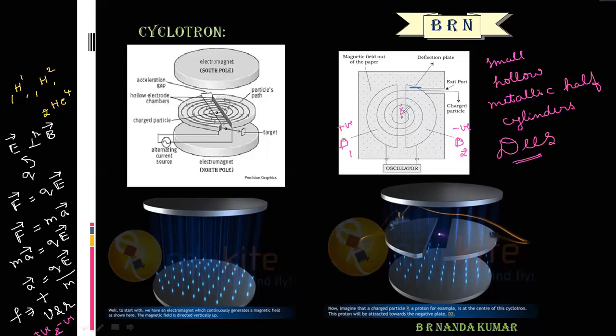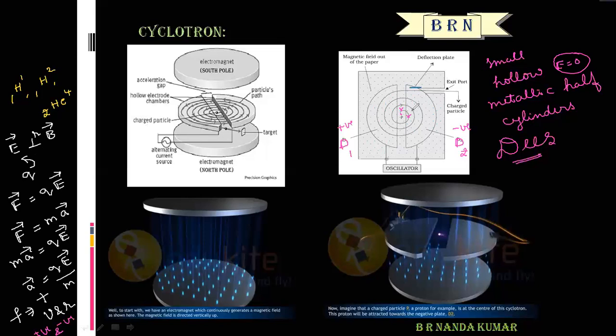Once the charged particle enters D2, what is the electric field inside? Inside a charged hollow metallic cylinder, the electric field is zero, but the magnetic field is not equal to zero. So inside D2 there is no electric field, and the charged particle is acted upon by only the perpendicular magnetic field.